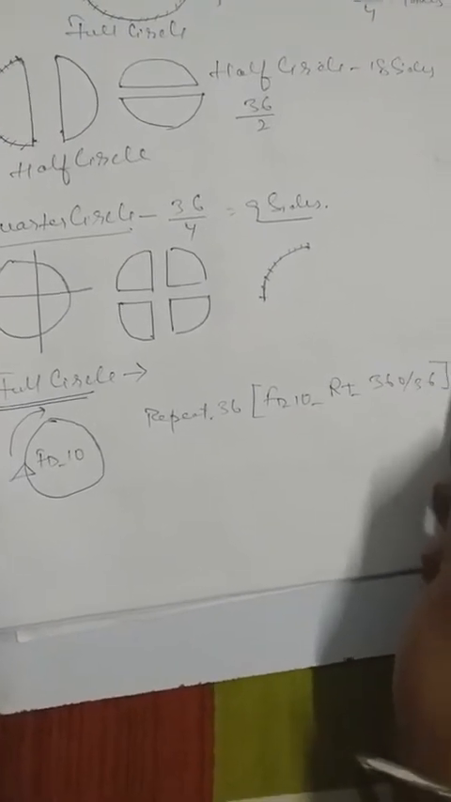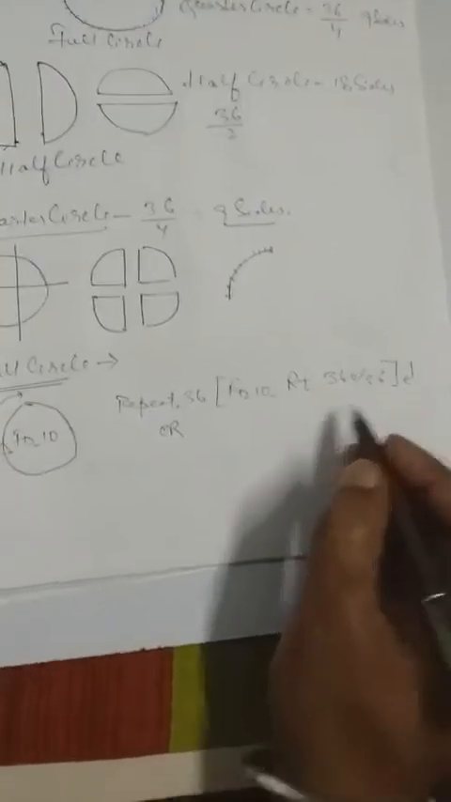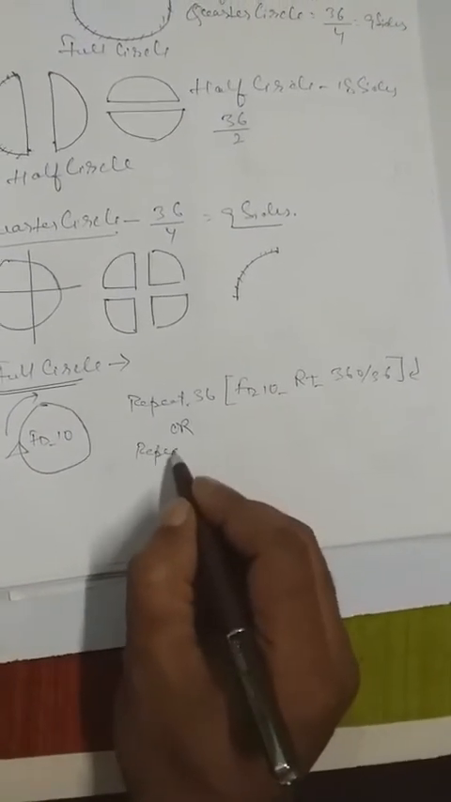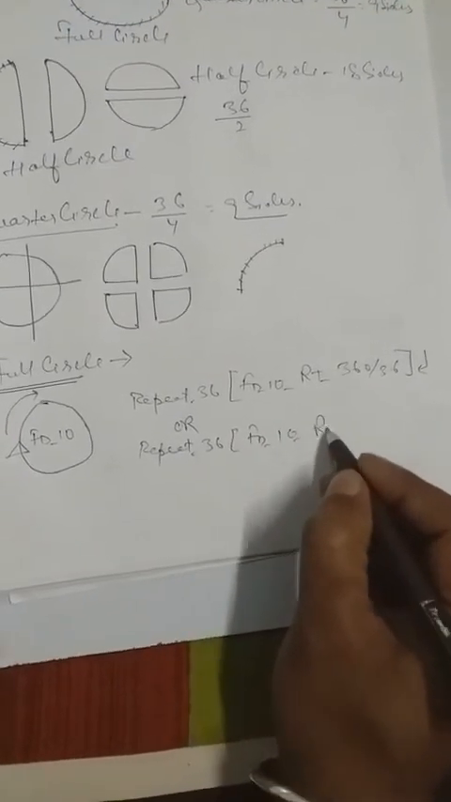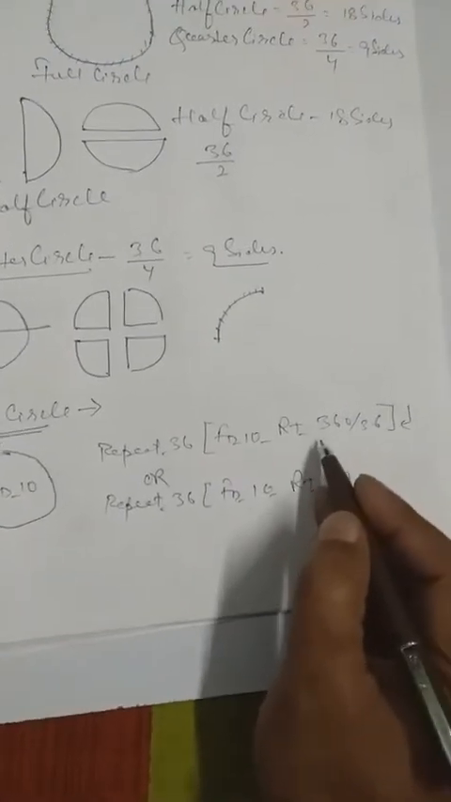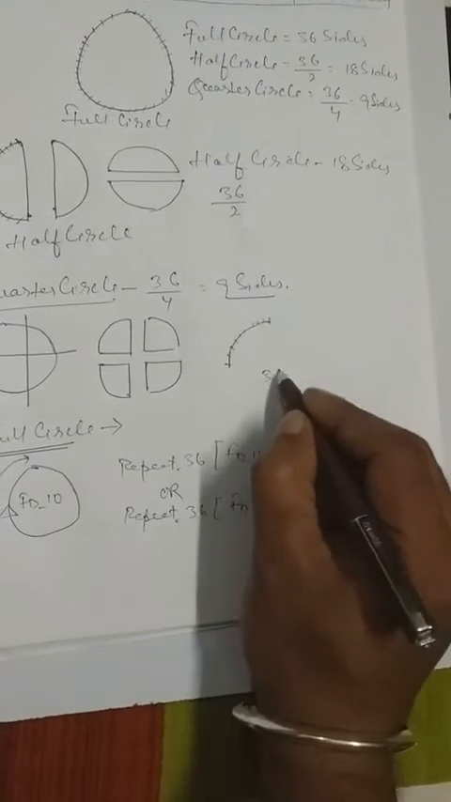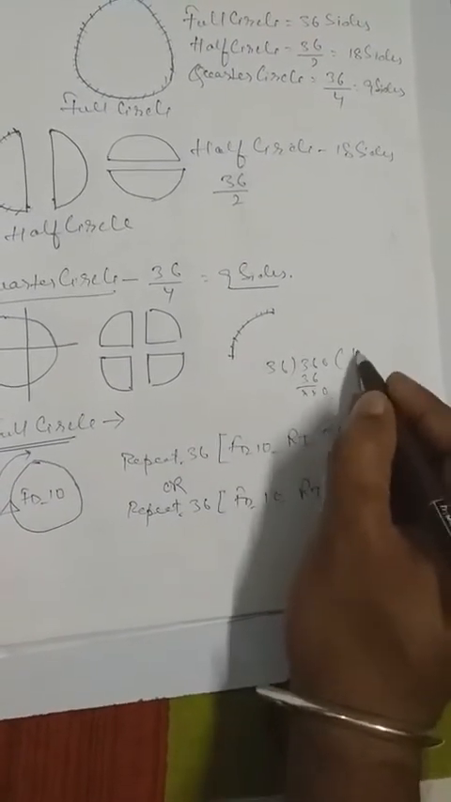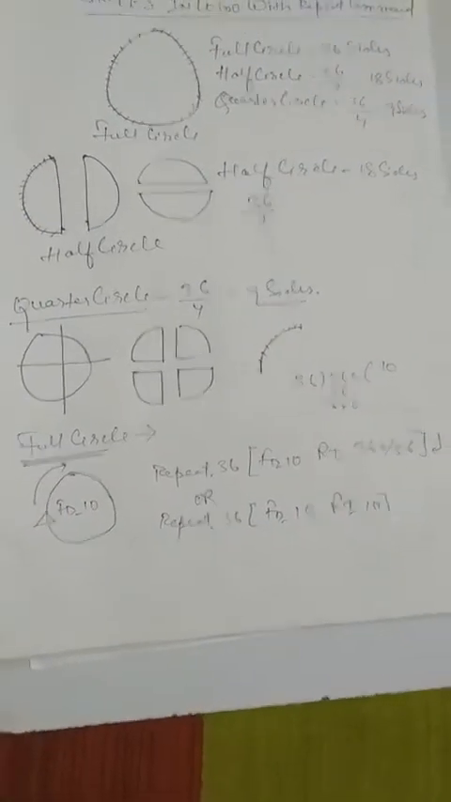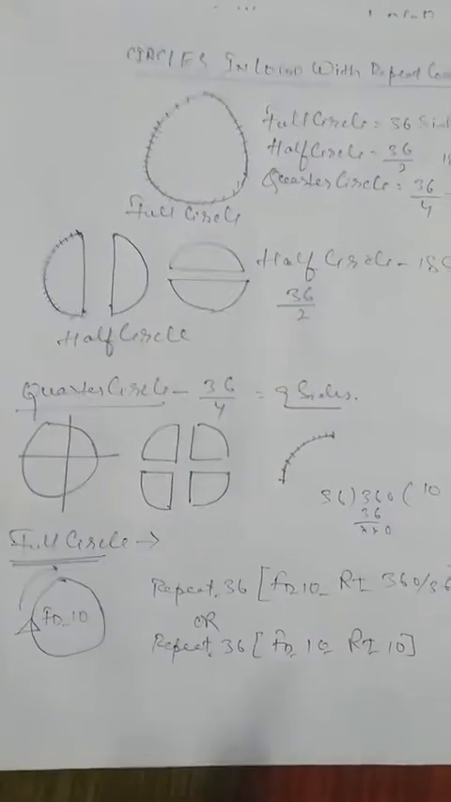Very easy, children. If you do the division 360 divided by 36, then your answer will come: repeat 36, FD10 and RT also 10, because when you divide 360 by 36, the answer is 10. You can check the division: 36 ones are 36 and then 0, 10 is coming. Okay, my dear children, if you want to draw a full circle, then your turn will be 10. So my dear children, this was the full circle.